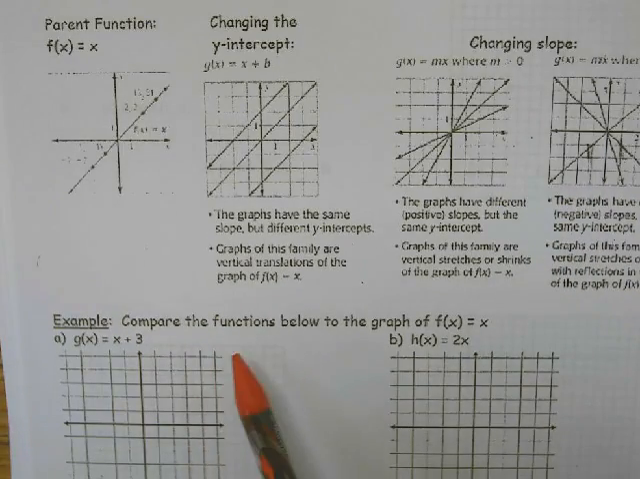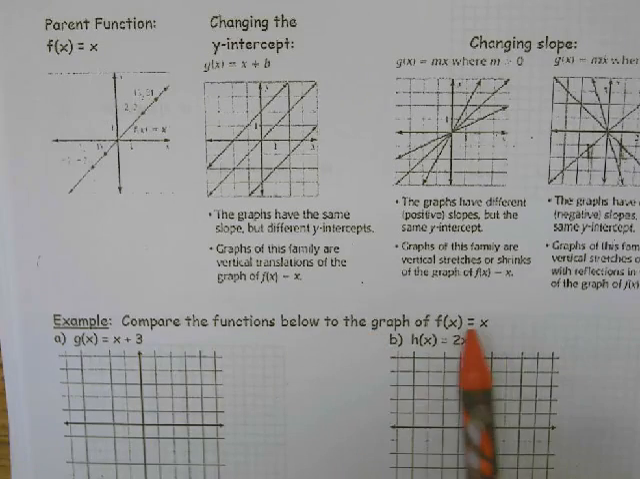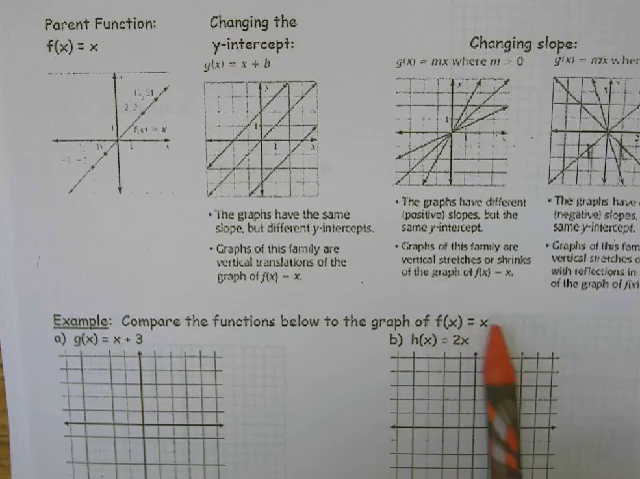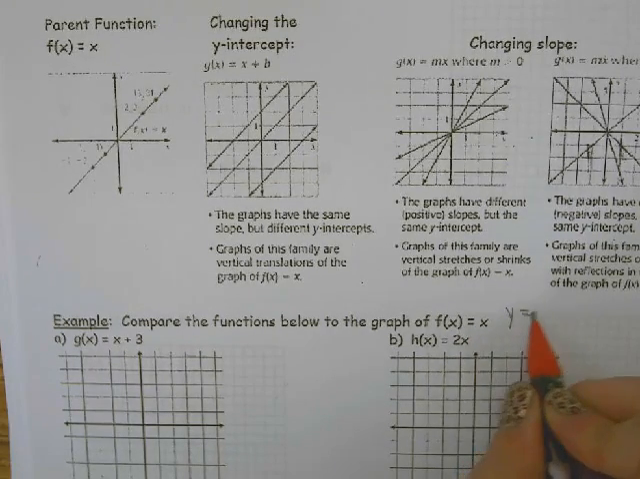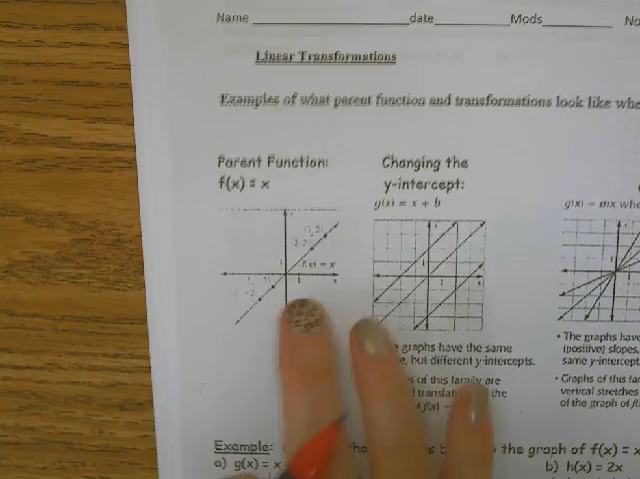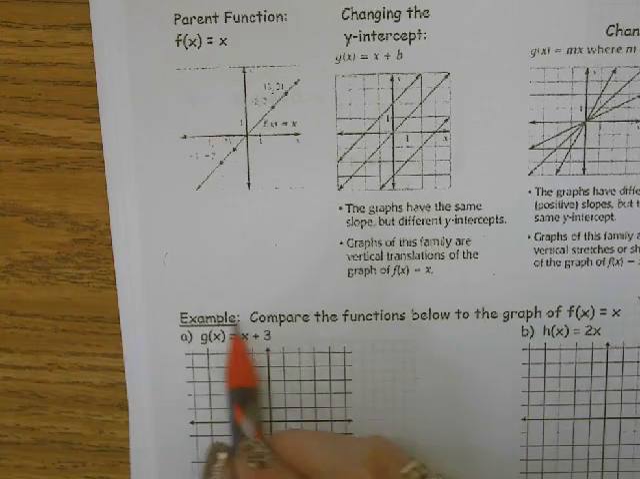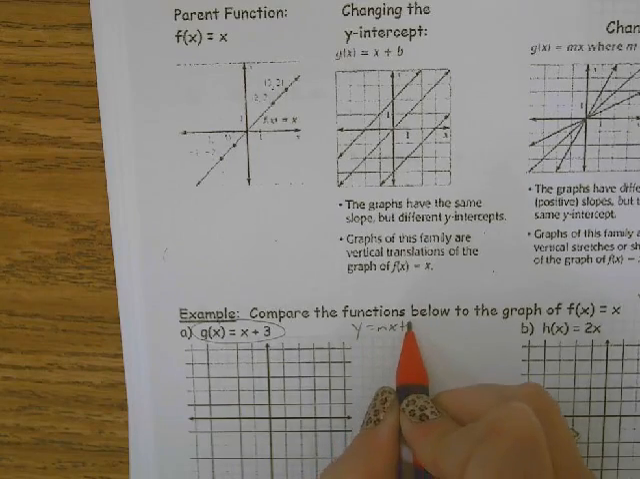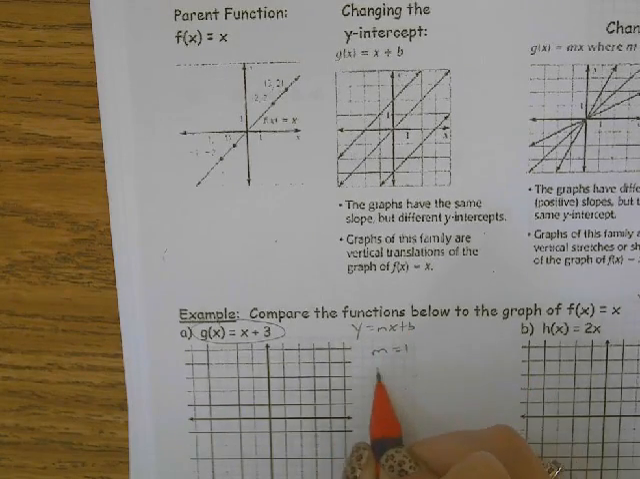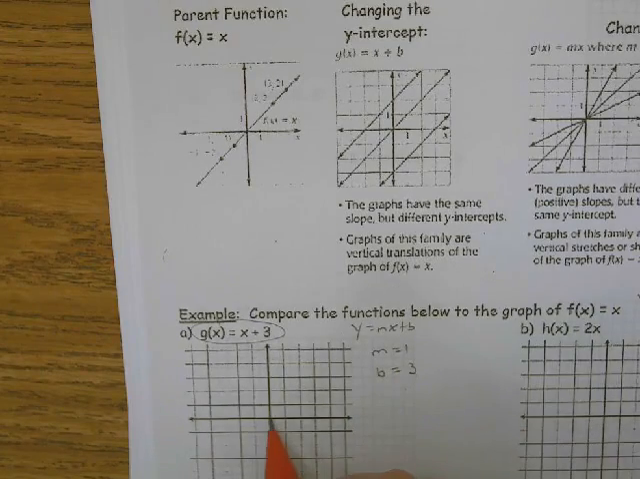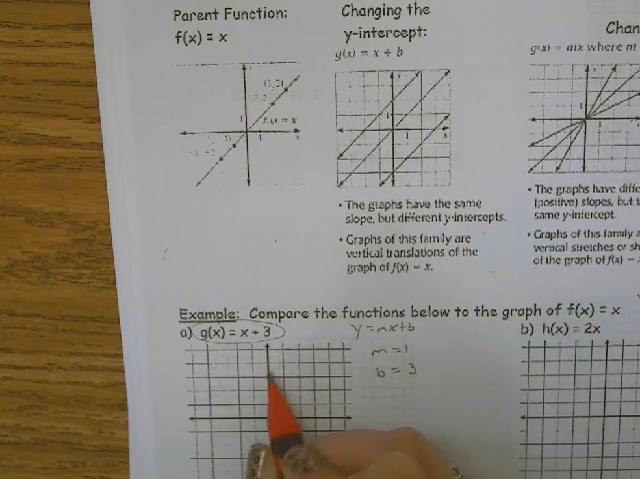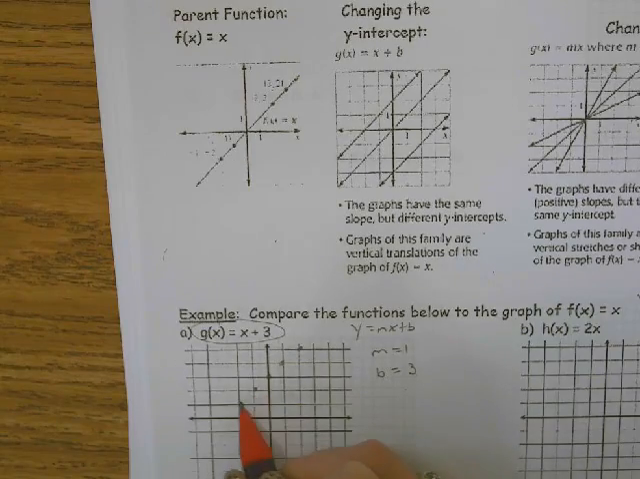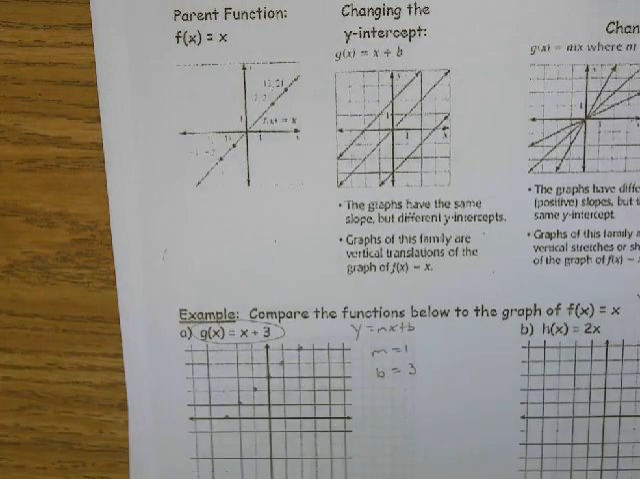So down here in the examples, it wants us to compare the functions below to the parent function f of x equals x. Remember, that's just function notation, so it's really just y equals x is our parent function, or the same as this function right here. So when I go to graph this, according to slope-intercept, y equals mx plus b, m would be 1, b would be 3. So I start off at 3 on the y-axis, and I count up 1 over 1. So that becomes my line.